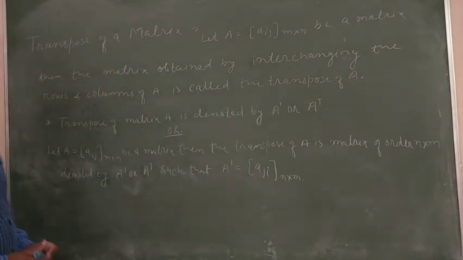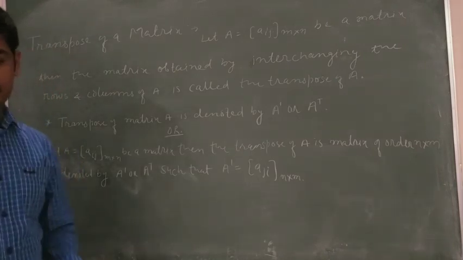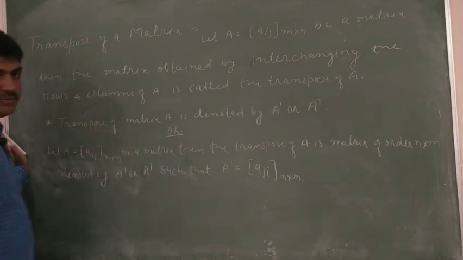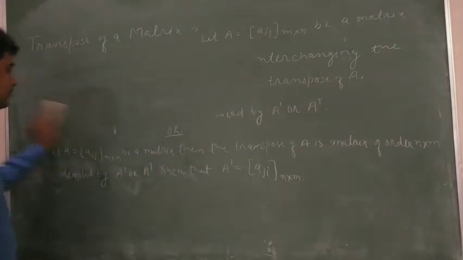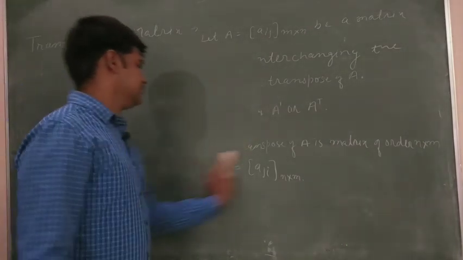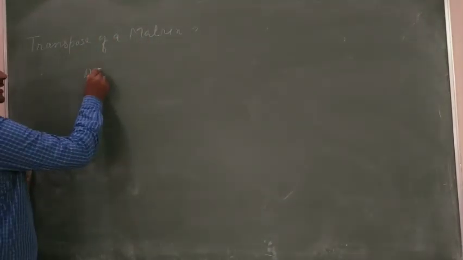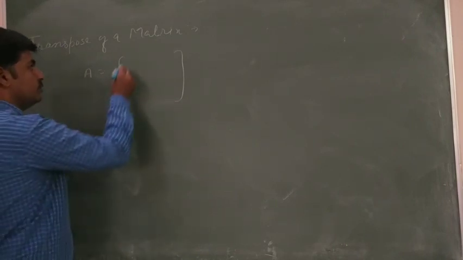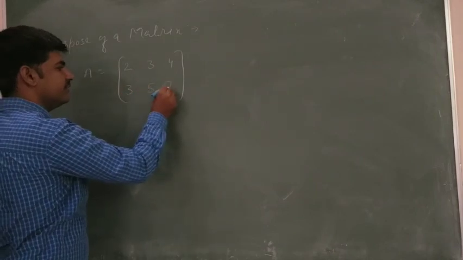Now we can quickly take an example of transpose of a matrix. Dear students, these both of the definitions you must understand properly. Now I am taking the example of transpose of matrix. Suppose I take a matrix A with the elements 2, 3, 4, 3, 5, 7.